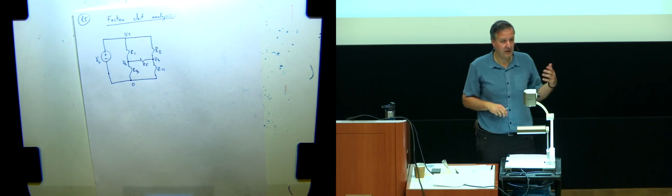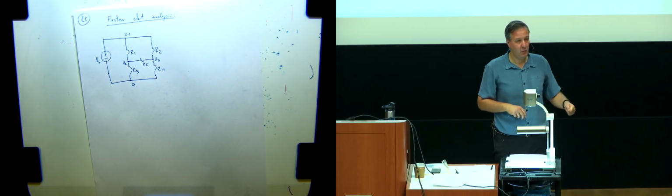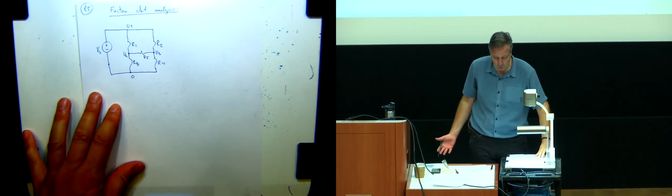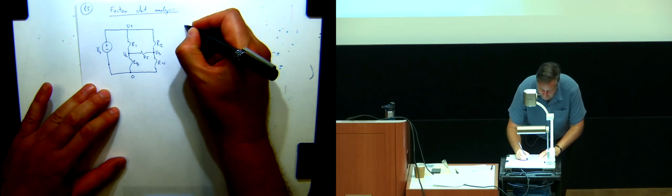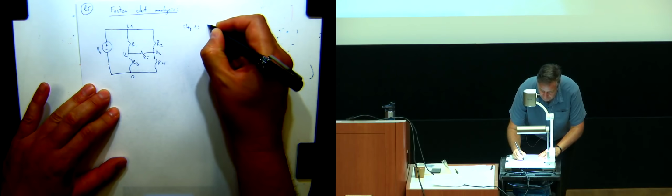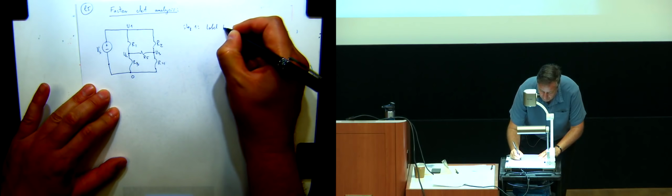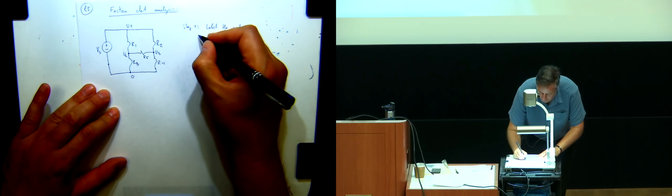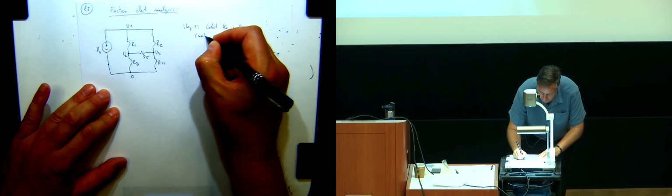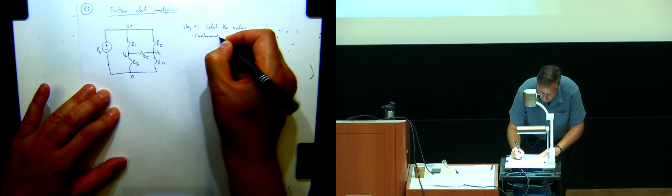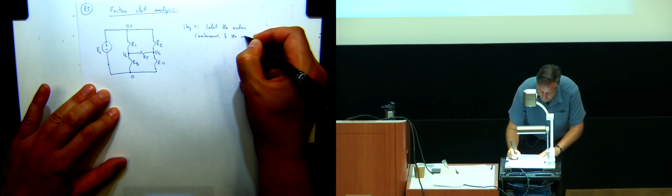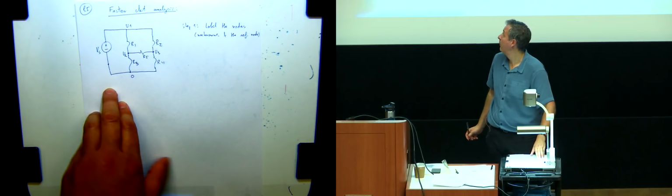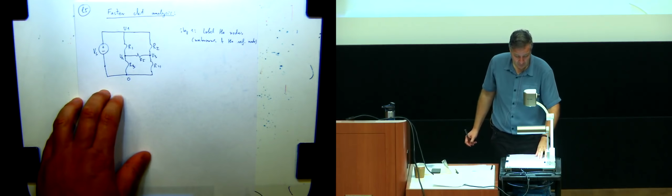The idea was to label the nodes, pick one to be the reference node, and label the others. So that's the same. The first step is: label the nodes, unknowns, and the reference node. Right? Okay.